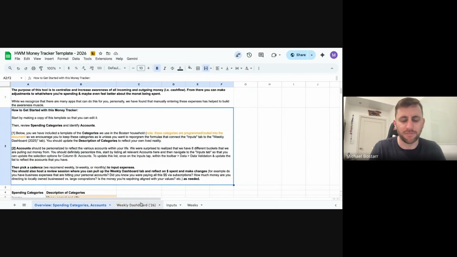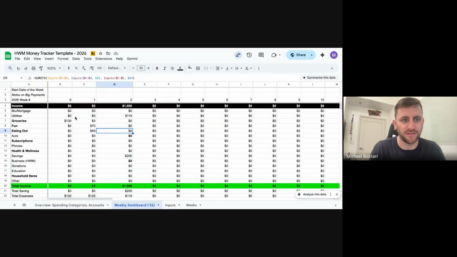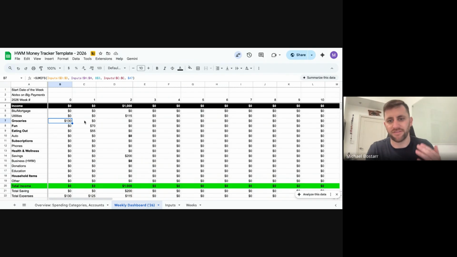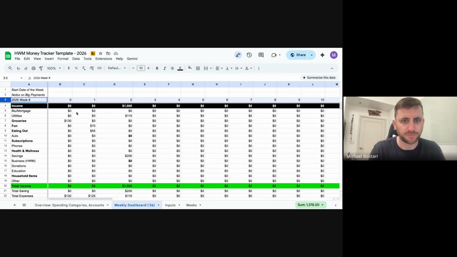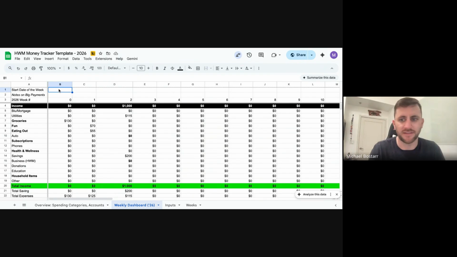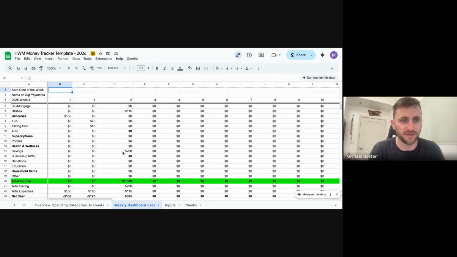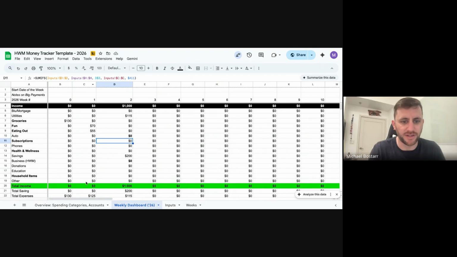So first, I'm going to show the dashboard. This is what is sort of the foundational view of the money. I have some inputs in here, but this is how it's broken down, right? So it's week over week, 2026 week number. I'll add this in by the time you're using this. There will be the start of the week, but it's basically week over week, what you're spending.